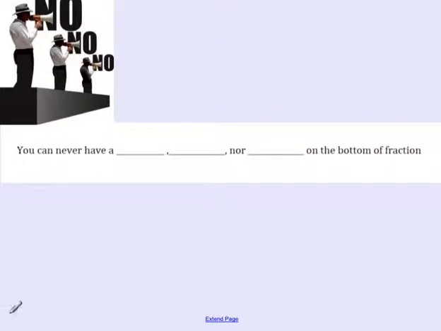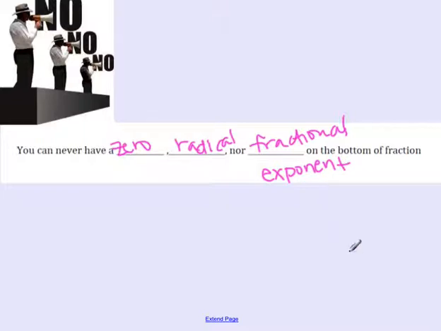Okay. Some rules to live by. When you're solving or simplifying, you can never have a 0, a radical, nor a fractional exponent on the bottom of a fraction. So remember, radical is that square root sign, or a fractional exponent. Can't have those in the bottom of a fraction.